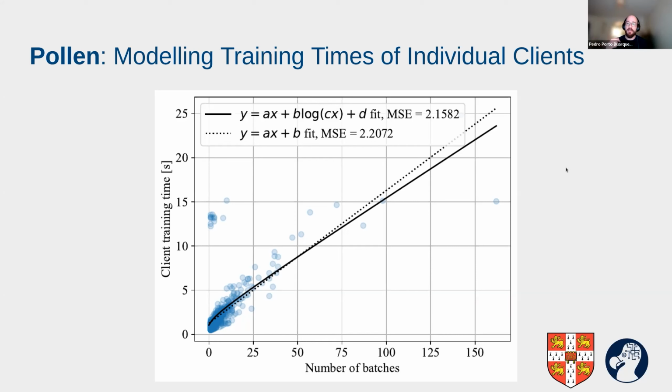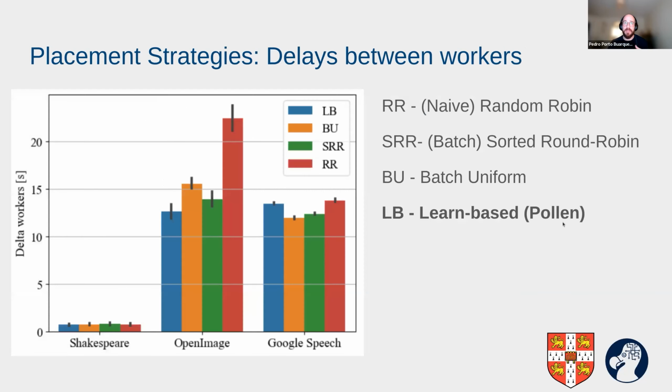So we actually increment this by adding a logarithm part in this equation, which, as you can see, gives us a slightly better mean square error when we try to fit the curves based on what we accumulated. And this is what we call the Pollen learn-based method. And what you see here in this slide is how well this strategy does when we compare the delays between two workers.